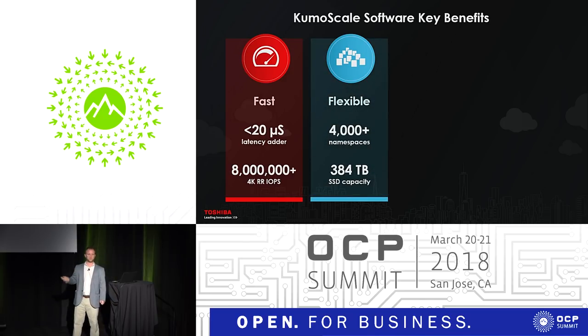Flexible, so you could do thousands of namespaces in this thing. You're not tied into the capabilities of the SSD itself. And I think that's a key differentiator versus some of the other NVMe over fabric solutions that you'll see. This abstraction layer that we provide gives great capability and flexibility to add all sorts of features from security to namespace reservation management, et cetera. And then up to 384 terabytes we're supporting in the current boxes that we validated today. So in a 2U, 384 terabytes, it's pretty good.